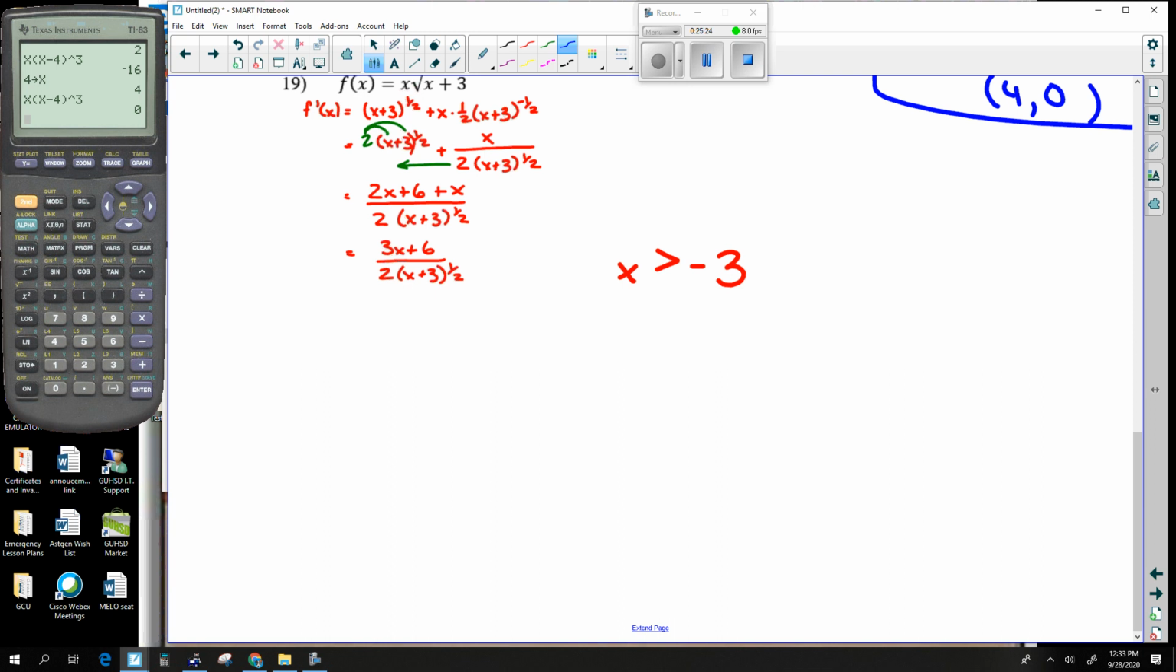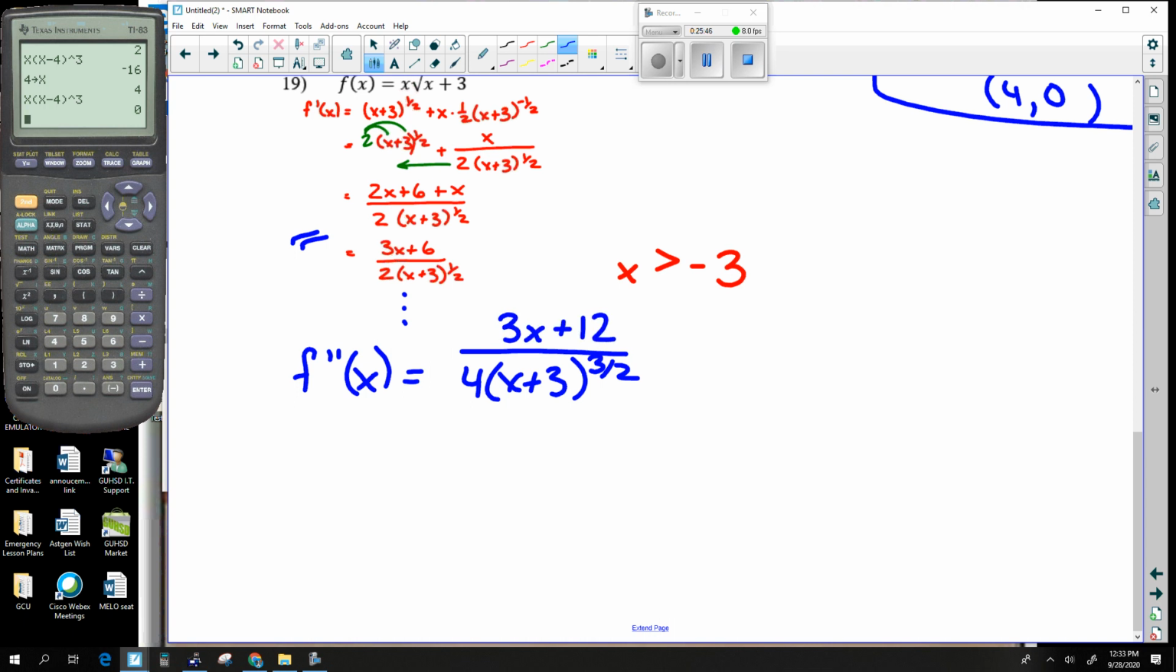Again, I may have made a mistake, I don't know, but I did this. I got this second derivative. Again, you can check out the math. I got the second derivative to be equal to 4x plus 3 to the 3 over 2, 3x plus 12. Again, same stipulation, x has to be bigger than -3 in this situation. So the only critical number that would be coming off of this is -4.